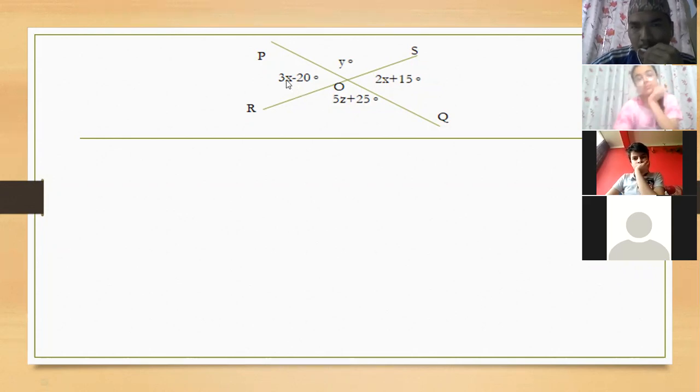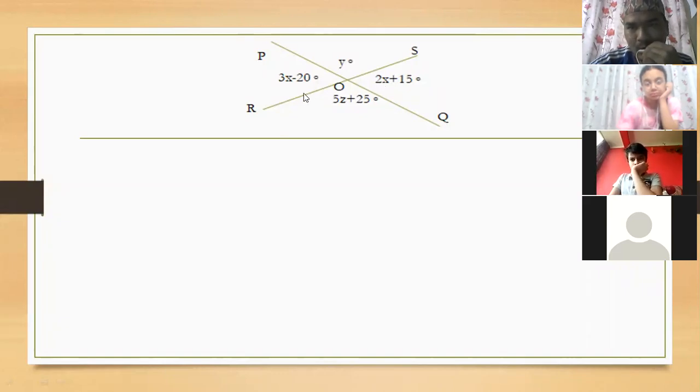First of all, we have to compare this angle here, angle POR and angle SOQ. These both angles are vertically opposite angles, and here is an x variable, and here is also an x variable. These two vertically opposite angles are equal. Okay, Tejas? We have to start from here. Why do we have to take this one? Because in POR there is x, and in SOQ also there is x. That's why we have to make them equal.